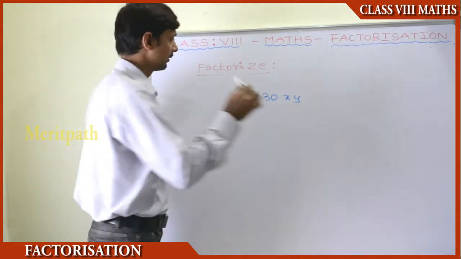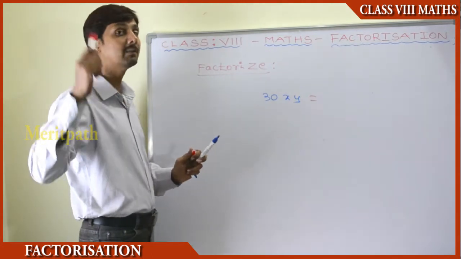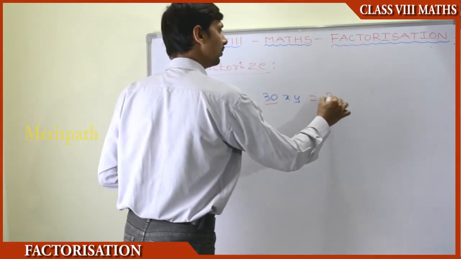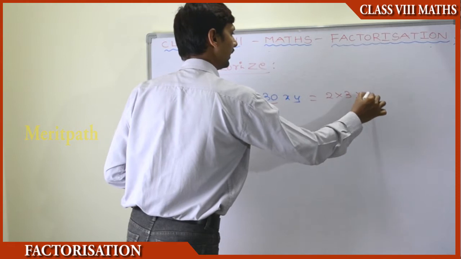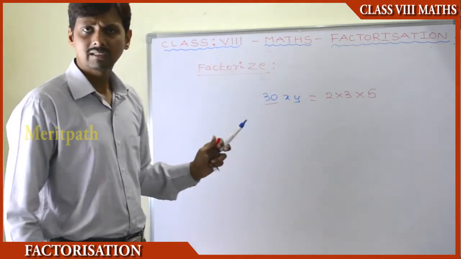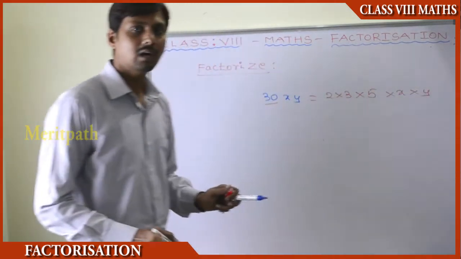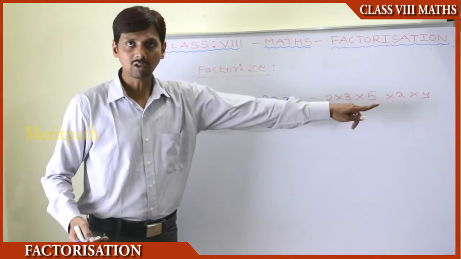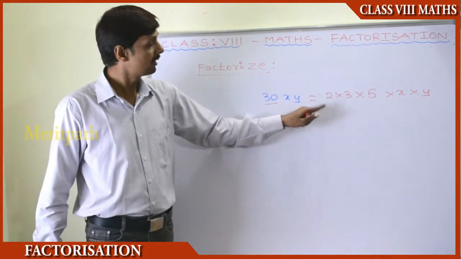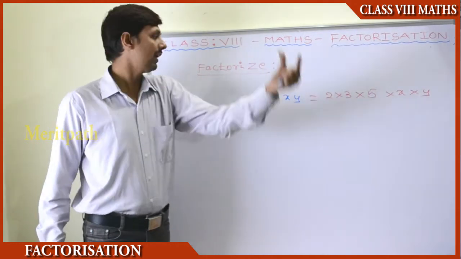When we take the factors, we use only prime numbers. We know that we have done this already for 30, it is 2 into 3 into 5, because 2 into 3, 6, 5s are 30. Then x can be written as x only, there is no other factor for x, into y. So all these terms are called the factors of 30xy. What are the factors? 2, 3, 5 and x, y individually are called factors of 30xy.